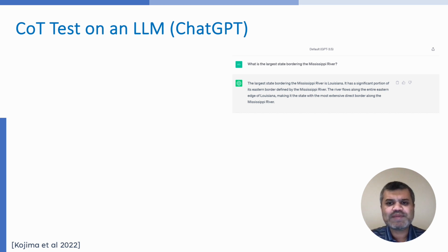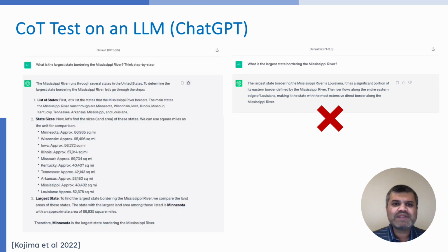So let me show you an example. If we ask the model, what is the largest state bordering the Mississippi River? it gives the answer: the largest state bordering Mississippi River is Louisiana. Probably it has misunderstood the question and then it gives the wrong answer. But if we ask this question, what is the largest state bordering Mississippi River? Think step by step. That's it. That's the only difference.